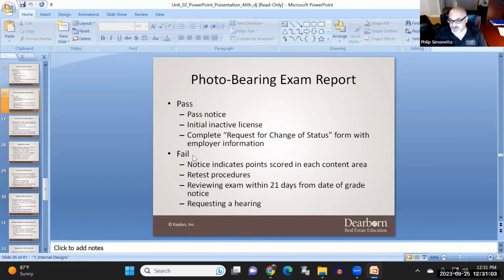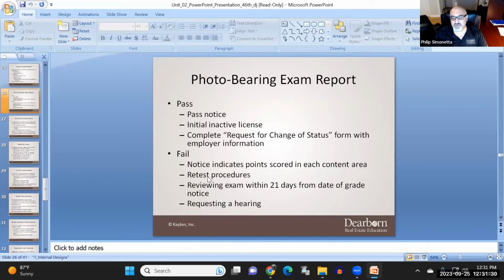Then there's a fail notice. Your picture's on it. The notice indicates the points scored in each area. If you fail, it tells you how many you got right out of the questions. It doesn't tell you your score if you pass. It tells you your score if you fail, and it shows you how many of which questions you got wrong, so you know where to study. It tells you each section, like 10 out of 10, 5 out of 6. It tells you exactly what you did.